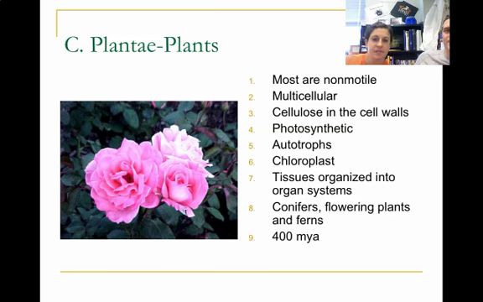All right, plantae are plants. These are mostly non-motile, meaning they don't move around. They are multicellular. They use cellulose, which is in their cell walls. Photosynthetic. They're autotrophs, so they're making their own food from the sun. They do contain a chloroplast. The tissues are organized into organ systems. Conifers are flowering plants and also ferns. So this was 400 million years ago with the first fossils for these.